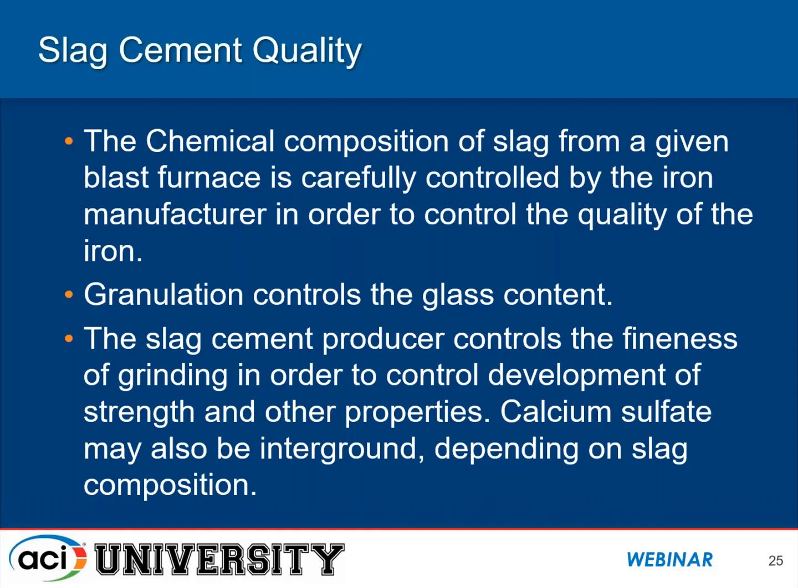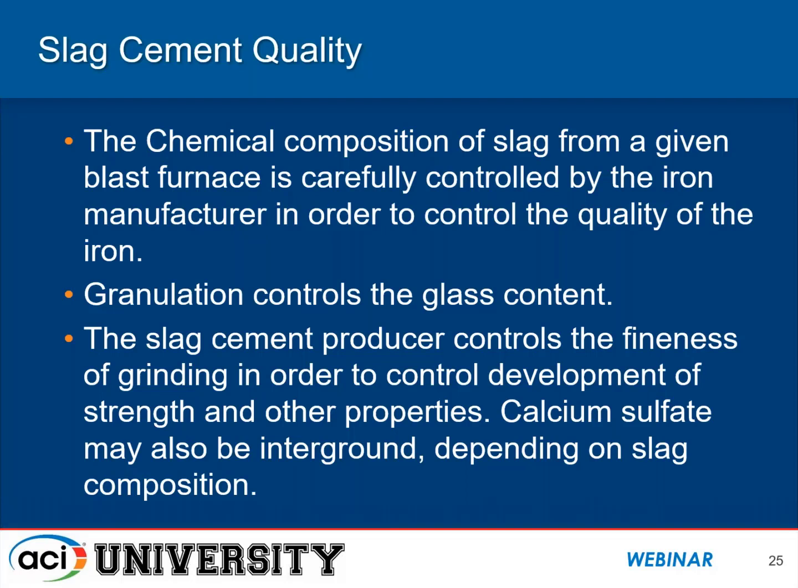Now, even though slag is a byproduct of making iron, it's not uncontrolled. The chemical composition of a slag from a given blast furnace has to be controlled because it's the chemistry of the slag. They monitor the chemistry of the slag before they tap the furnace because that controls the chemistry of the iron that they're trying to produce. So the slag has to be in the right range before they have the right purity of the iron that they're making. So the slag chemistry has to be consistent for a given furnace where they have standard raw ore from a certain source and the flux is from a certain source. And so the chemistry is controlled.